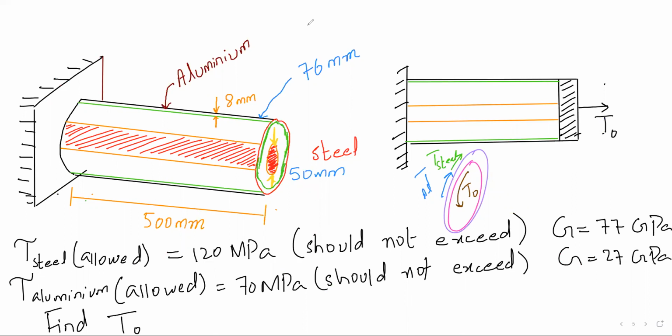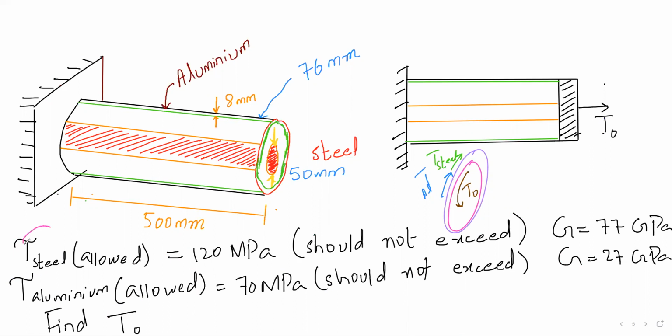And that T is torque, and this T is shear stress. This T naught that we found is torque, right? Yes. And these are allowable shear stress values. So we will first find shear stress from T and then compare? No, we will use these shear stress values to find the torque.